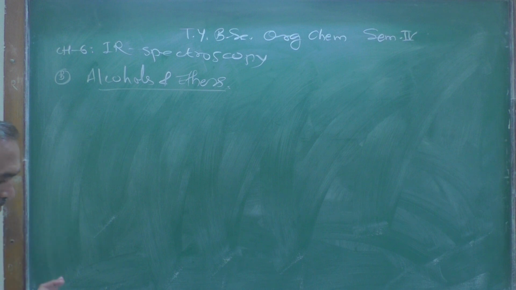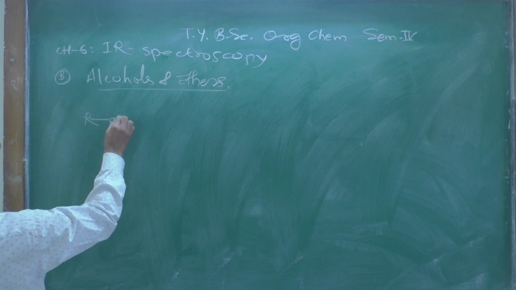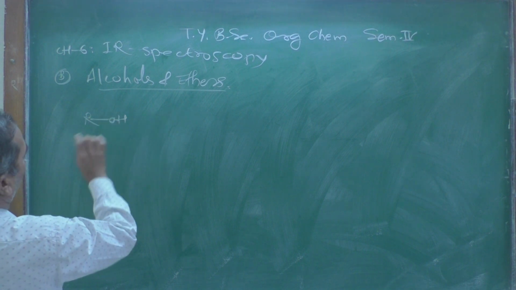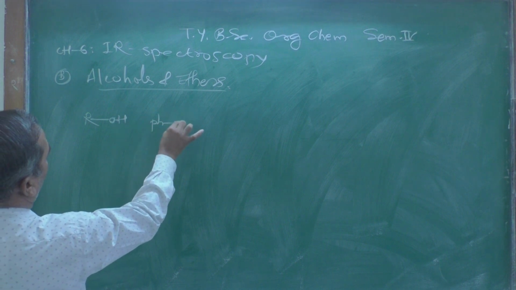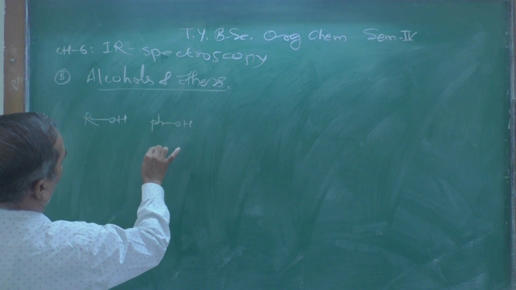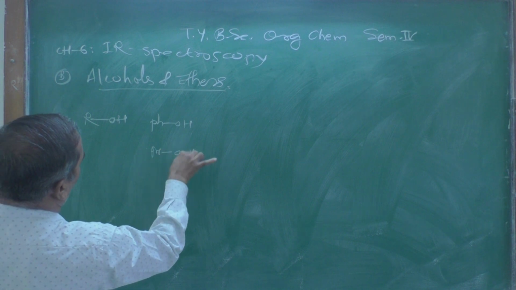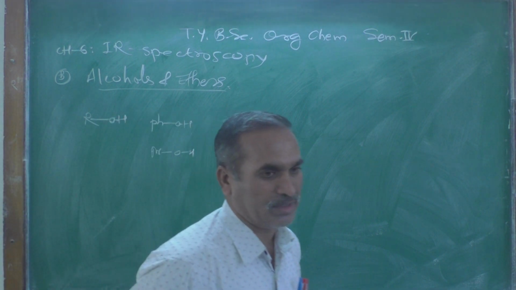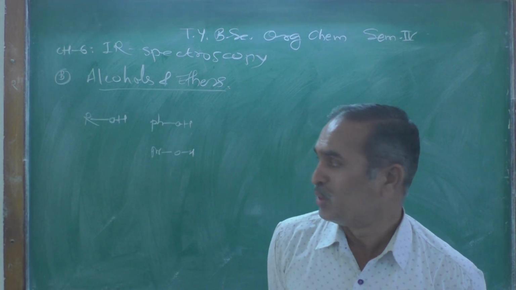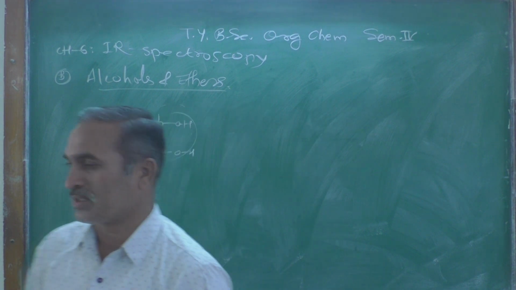We know the OH stretching. The general formula of alcohols is ROH, and another one, maybe as PhOH, or we can call it ArOH, right? These are the phenols, as we know that.